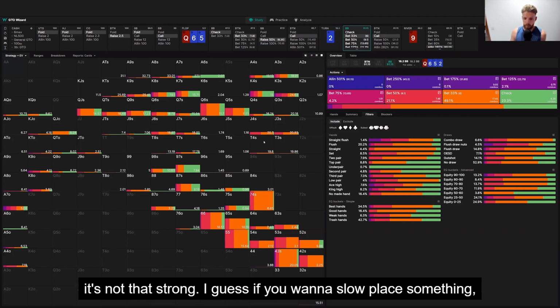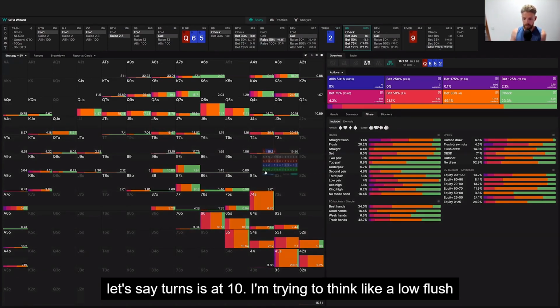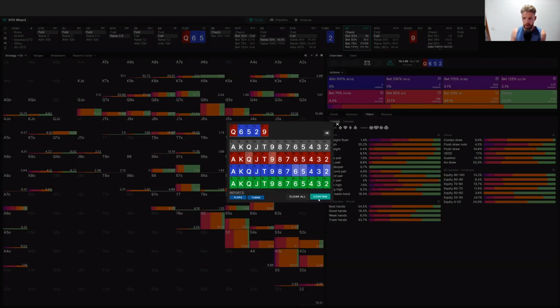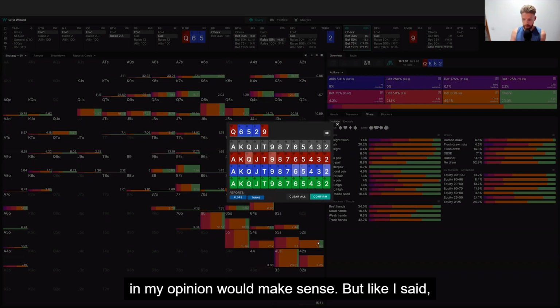I guess if you want to slow play something, let's say turn is a 10. Trying to think like a low flush, in my opinion, would make sense. But like I said, flushes are mainly betting.